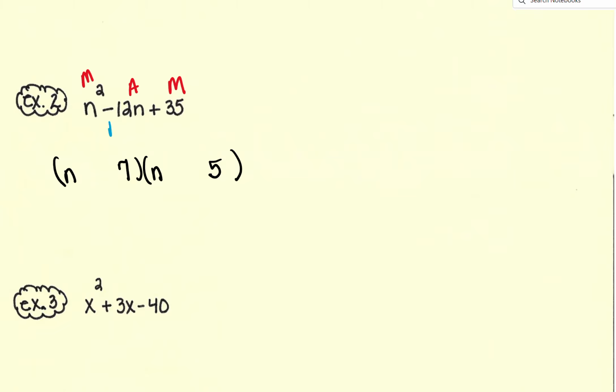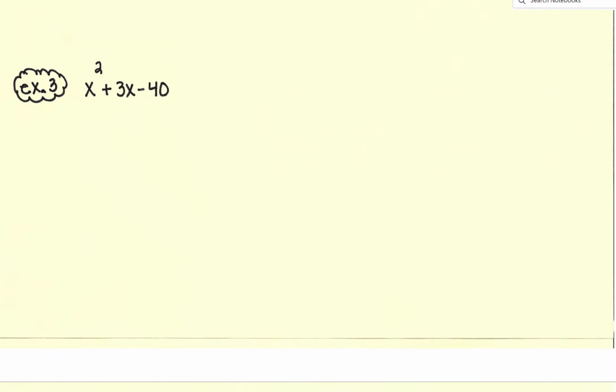Now look at your middleman. That's a negative 12. So in order for this to get negative 12, they both need to be negative. I need a negative 7 and a negative 5 to add to get negative 12. Also, it checks because negative times negative still multiplies to get my positive 35. All right, let's MAM the next one.